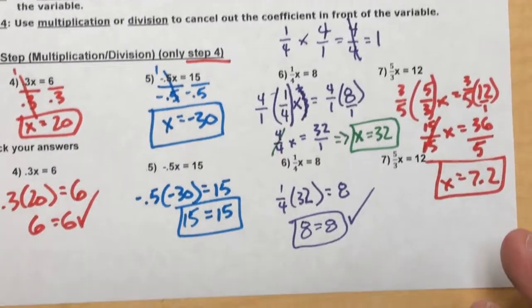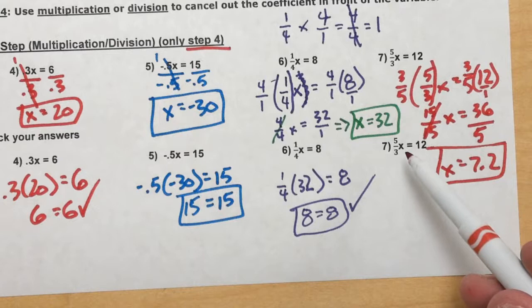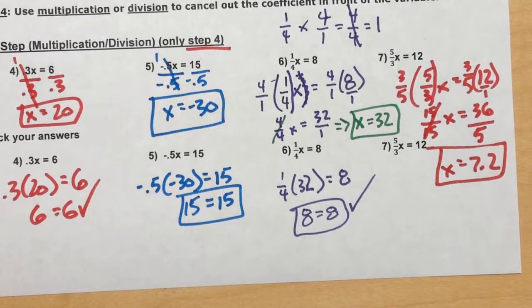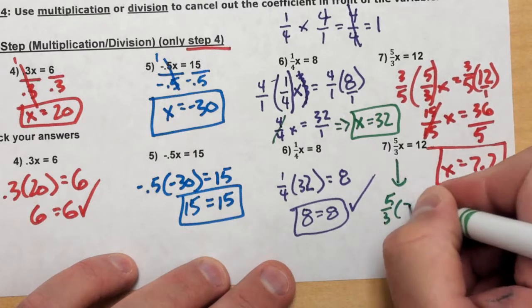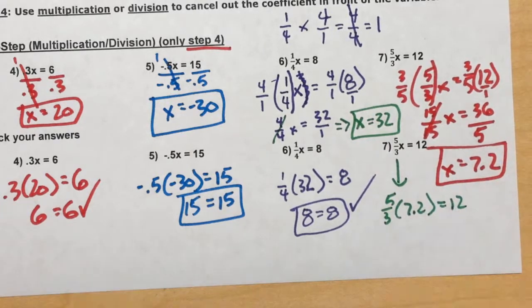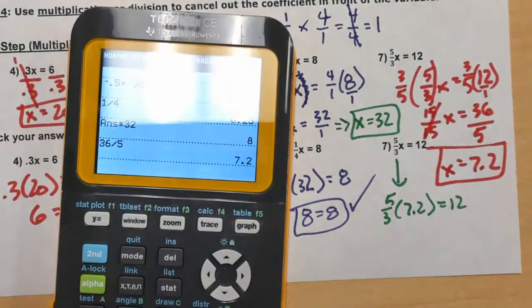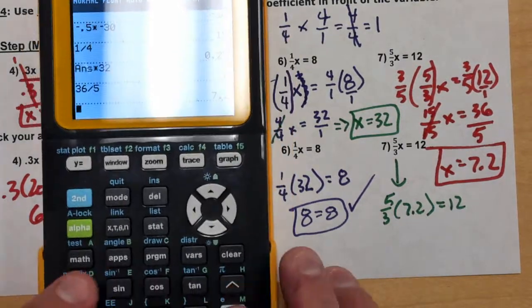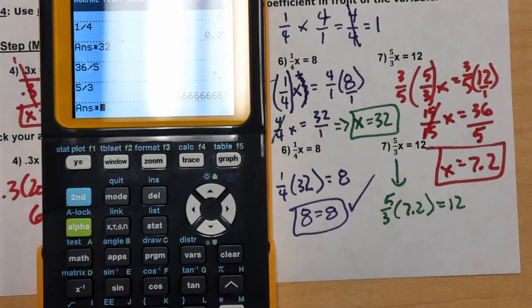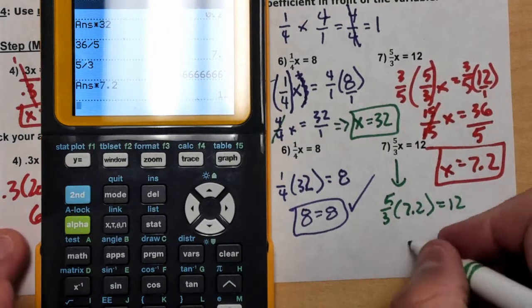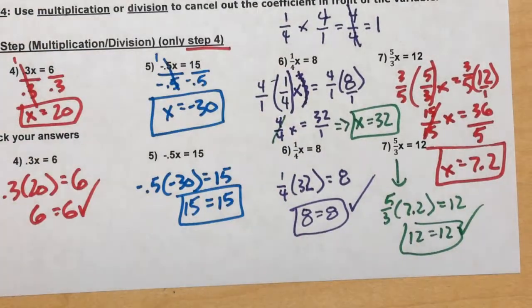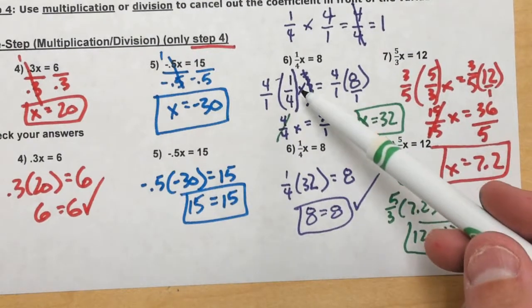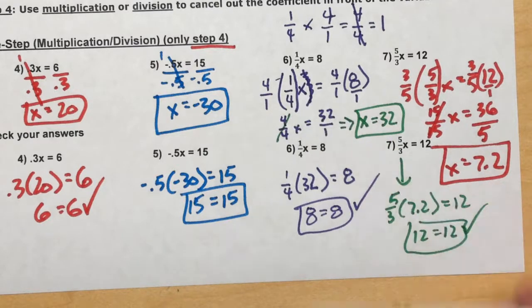Now lastly, I'm going to plug 7.2 into this equation and see if it balances out. So I'm going to take my original problem, 5 over 3 times 7.2, and see if it gives me 12. If it gives me 12, then I know 7.2 has to be the right answer here. So 5 divided by 3 times 7.2, that equals 12. So I know that 7.2 has to be correct. Sorry I got a little messy here, but the idea is you just take the fraction, multiply it by the reciprocal, and then you'll get your answer.